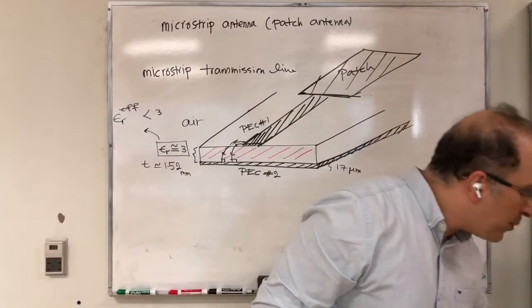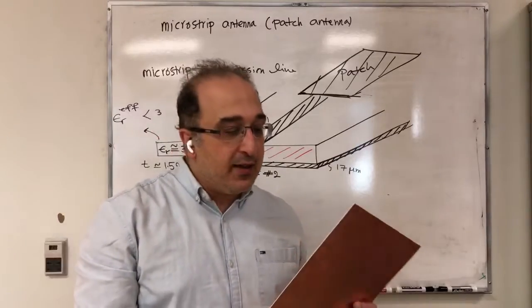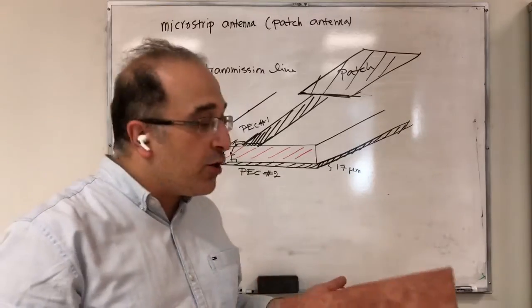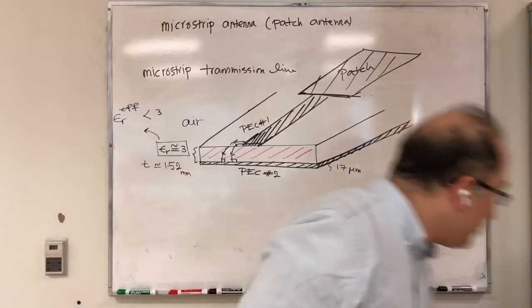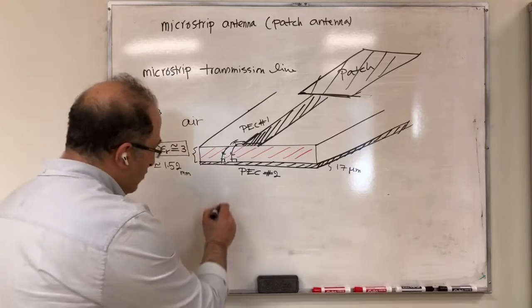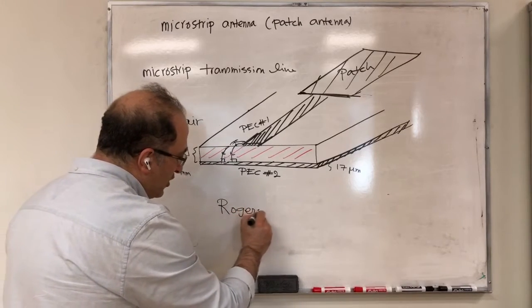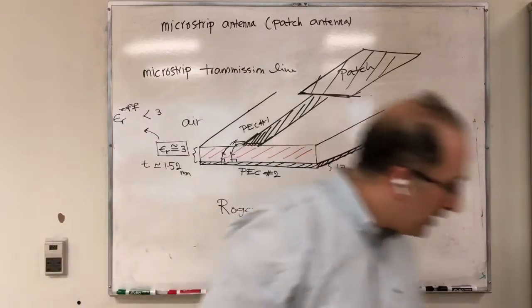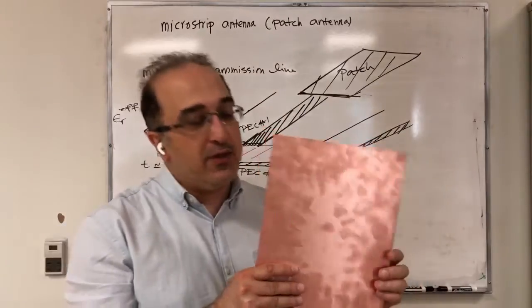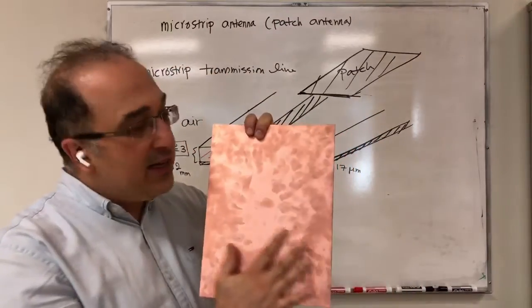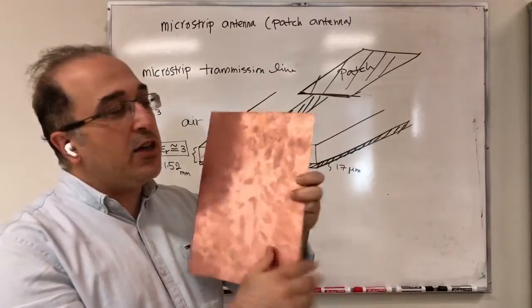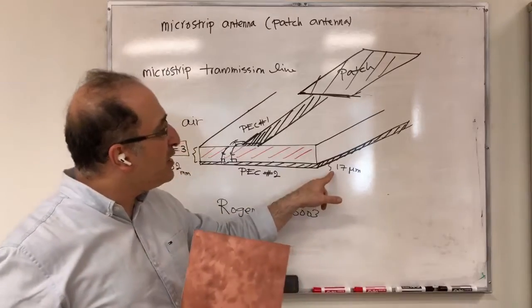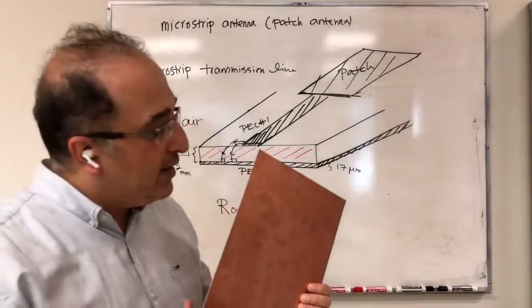So now, just before continuing with this, maybe it could be a good idea that I show you a substrate. So for example, when you get a substrate, you get something like this. This is a Rogers RO3003 substrate. So let me write it for you. It's from Rogers Corporation, RO3003. That's the name of this substrate that I have. So as you see, I have a copper layer on this side. On the other side, I also have a copper layer. The thickness of the copper layer is 17 micrometers.